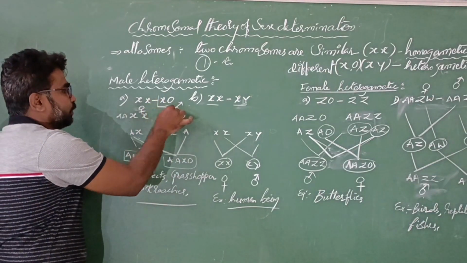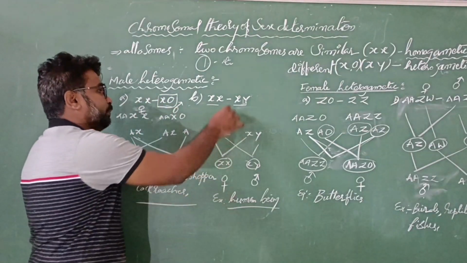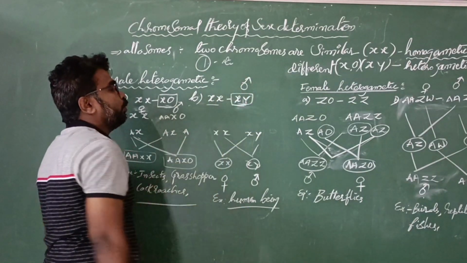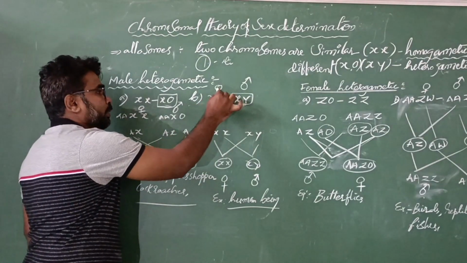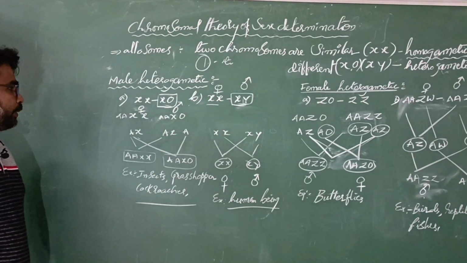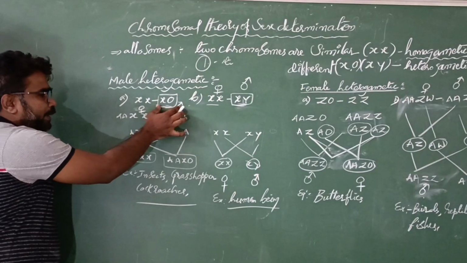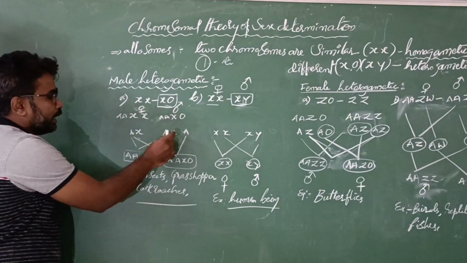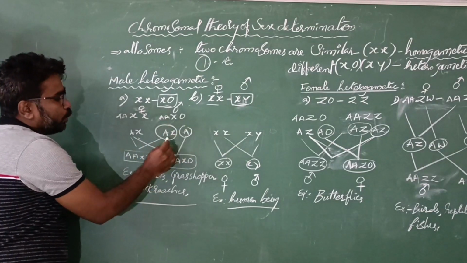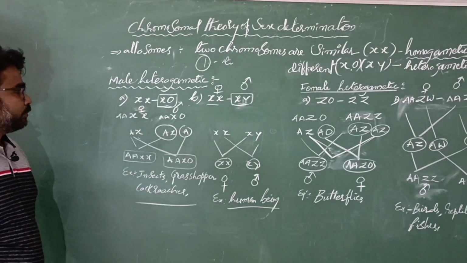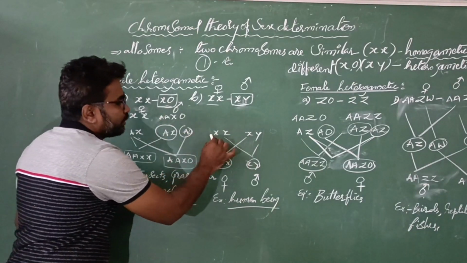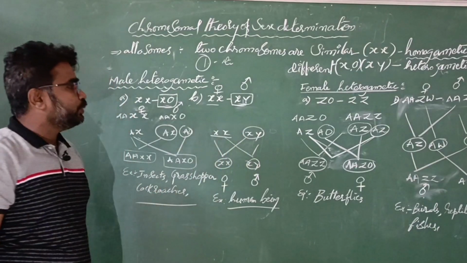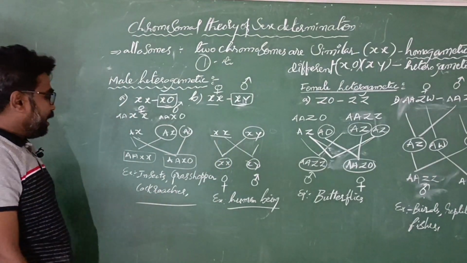Here, this one is male. This one is male. Okay, the symbol resembles the male. This symbol resembles the female. Okay, here males are heterogametes. Means, look here, the male can produce two types of gametes. Here also it produces two types of gametes. Different gametes are produced here. Okay, like that.